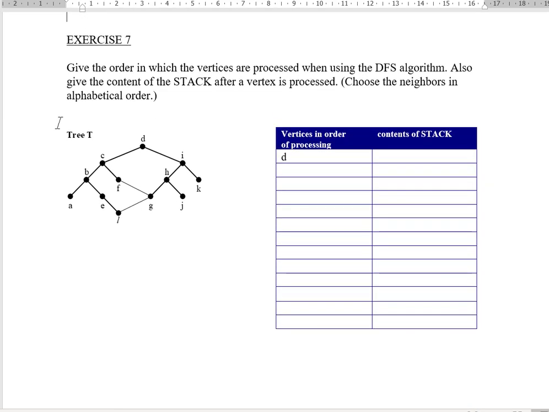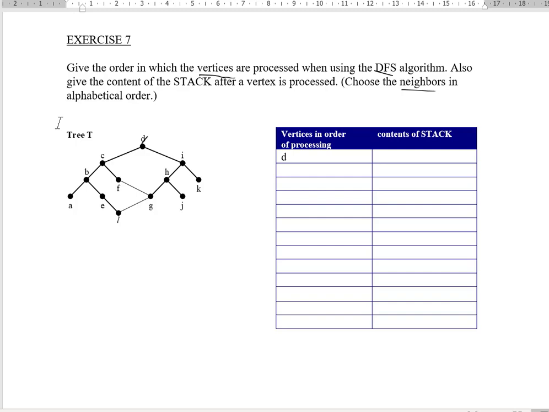Exercise 7. We have a tree and they want us to order the vertices using the depth first algorithm. So with the help of a stack. Breadth first is a queue, depth first is a stack. And we have to choose the neighbors in alphabetical order. And apparently they want us to start with D, because that's the first one given.